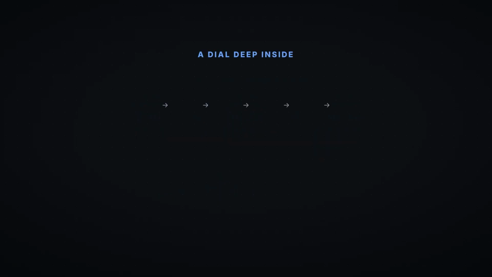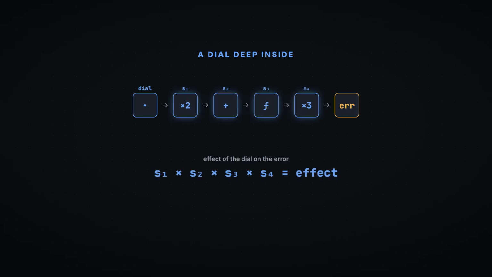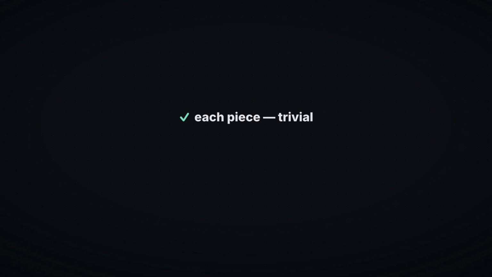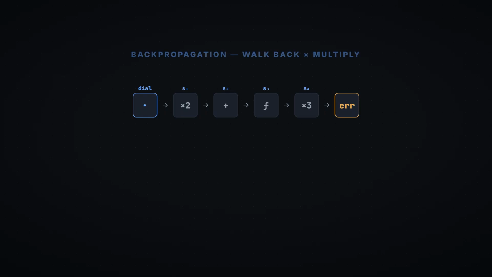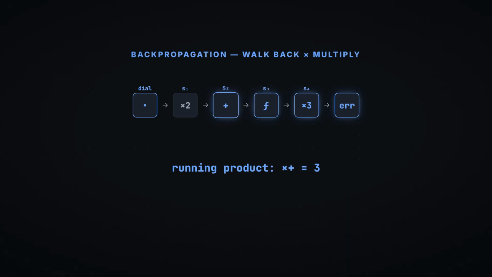That is the chain rule. The effect of a dial deep inside the factory on the final error is just the product of the simple local sensitivities along the path from that dial to the output. Each piece is trivial, multiplying them is trivial, and that gives you the whole thing. So, backpropagation just walks backwards through the factory, station by station, multiplying these local sensitivities as it goes.